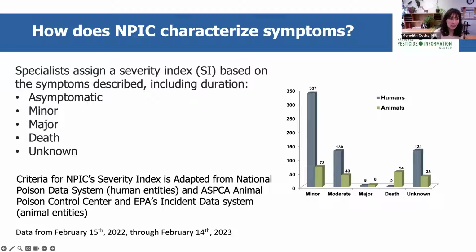And we use two separate sets of criteria, one for human entities and one for non-human animals. So for humans, the criteria that we use are adapted from a system used by poison control centers in their national poison data system and by the US EPA in their incident data system. For animals, non-human animals, the criteria were adapted from a system used by the ASPCA Animal Poison Control Center, in addition to EPA's incident data system. As you can see, the majority of incidents result in symptoms with minor severity.